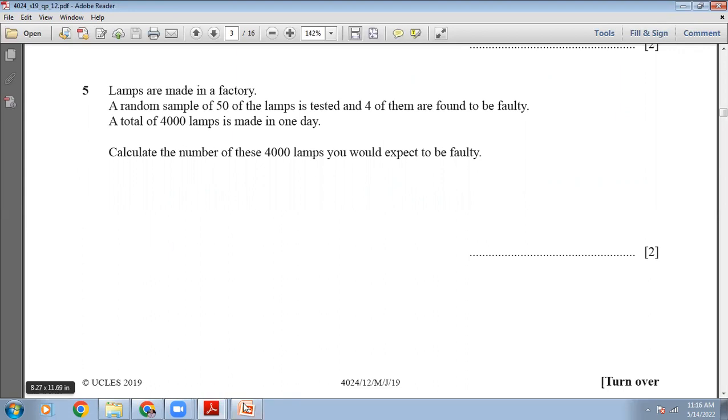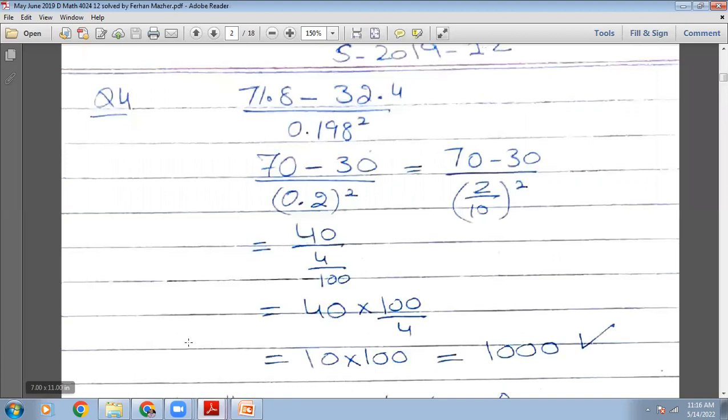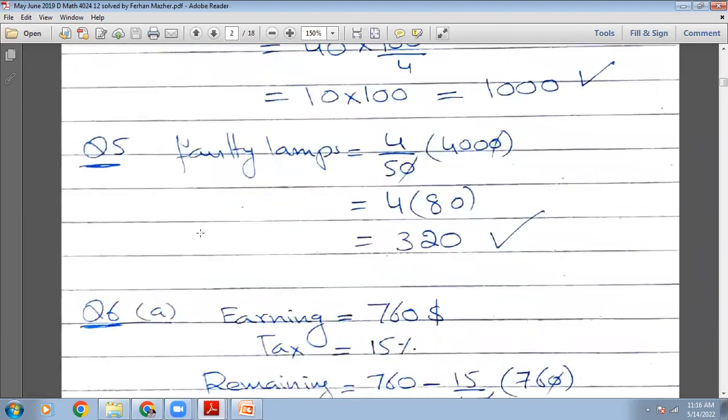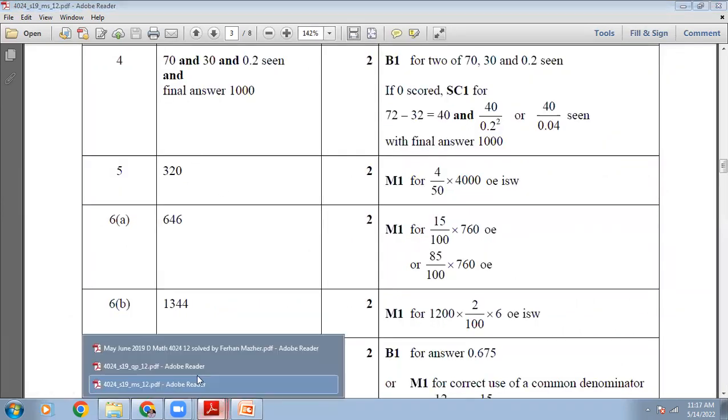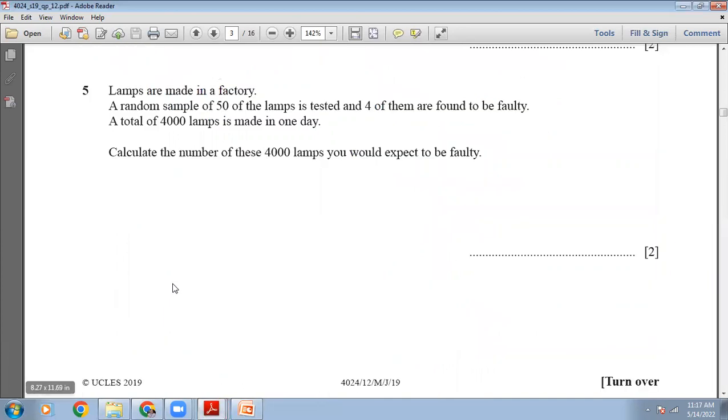So you can use the method of proportion also. Out of 50, there are 4 faulty. So out of 4,000, how many will be faulty? 0, 0 is cancelled. So 5 and 400 cancel, you will get 80. So 4 multiply 80, that will be 320. So out of 4,000 lamps, there will be 320 lamps which will be faulty. 320 is the right answer, sir. Okay, so we are going to next question.